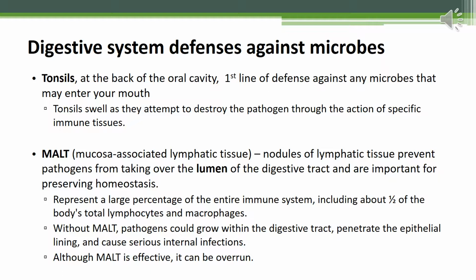MALT actually represents a large percentage of the entire immune system, including about 1/2 of the body's total lymphocytes and macrophages. If I didn't just say it, lymph nodes are basically parts of the lymphatic system which contain a large concentration of lymphocytes and macrophages. Without MALT, pathogens could grow within the digestive tract and penetrate the epithelial lining, which could lead to a serious internal infection. However, MALT is very effective, so it's going to be pretty difficult to overrun the digestive tract.